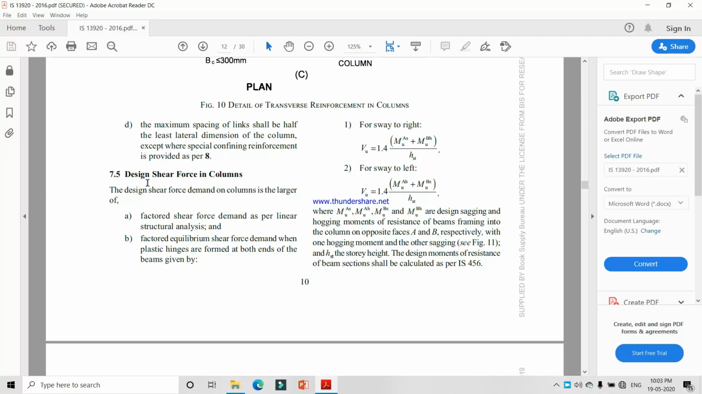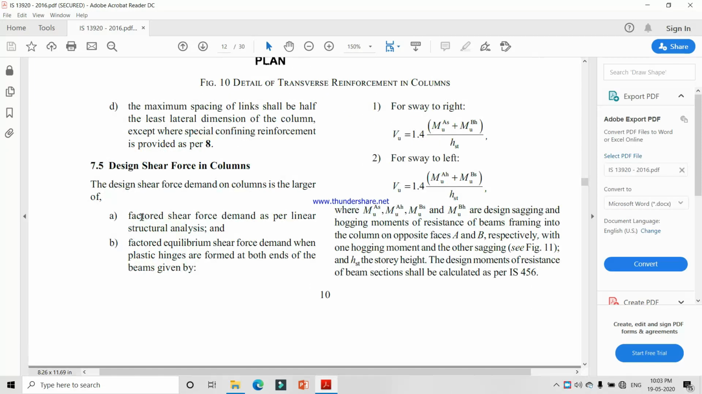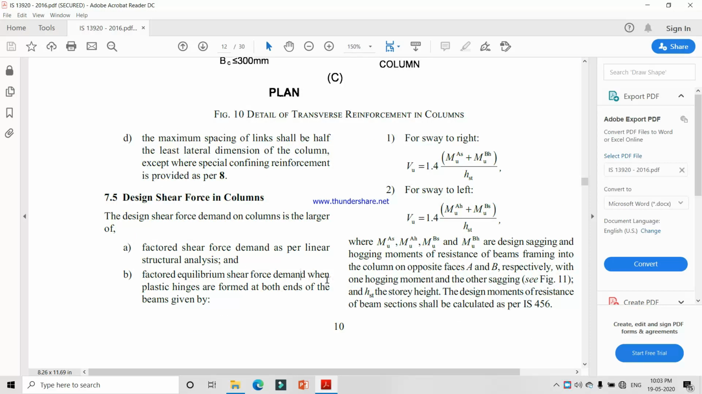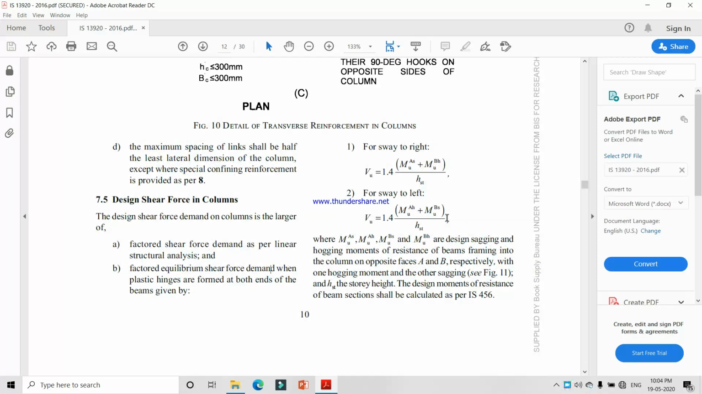For designing shear force in a column, the factored shear demand is taken as per linear structural analysis. We calculate the shear force as per the linear structural analysis. The factored equilibrium shear force is calculated only when plastic hinges are formed at both ends. These are the conditions. If plastic hinges are formed, then we have to calculate the equilibrium shear force.